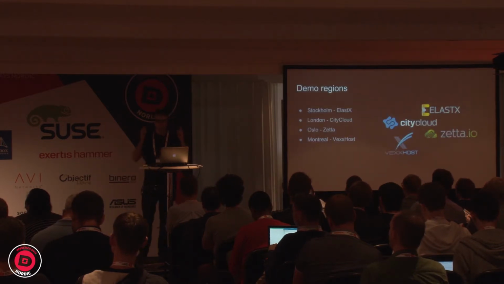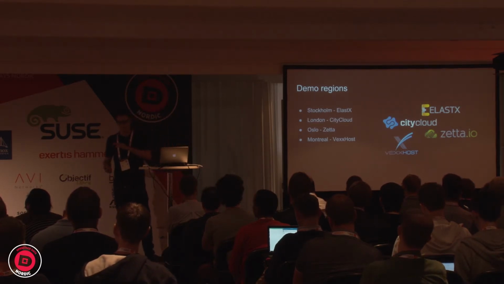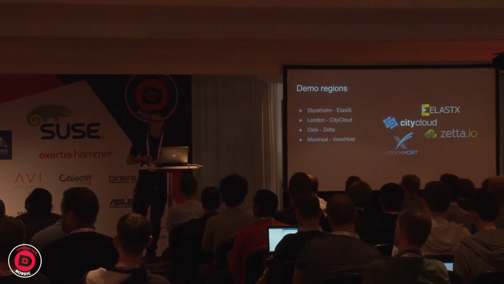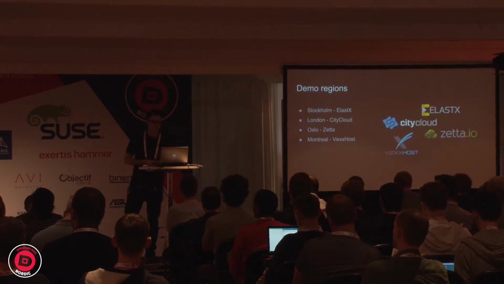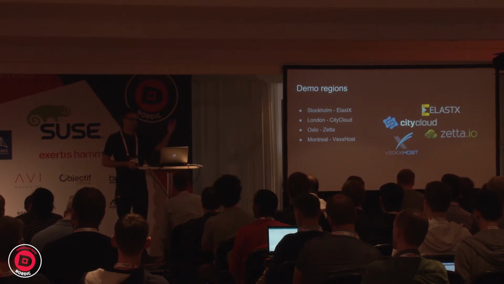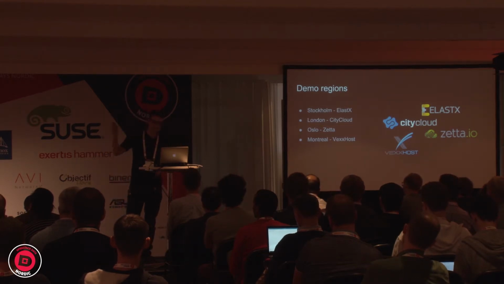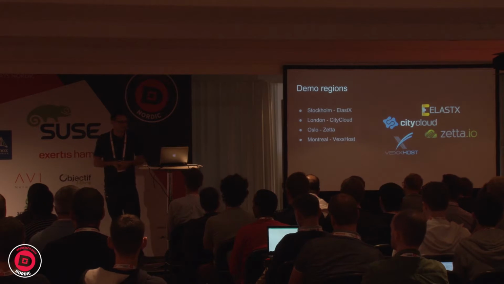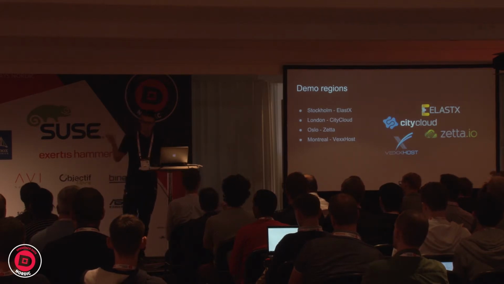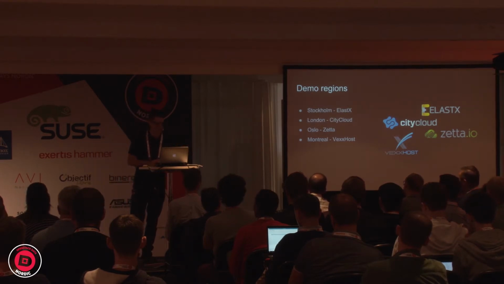So I'll first explain the setup of the demo. I set up accounts with 4 cloud providers. I took the list on the OpenStack.org marketplace. So we have one region in Stockholm from Elastx, one region in London from CityCloud, one region in Oslo from Zetta, and one in Montreal with VEXXHOST. We could add a lot more of those regions, and I hope for next presentations we'll have more, but this is a good starting point, I think.